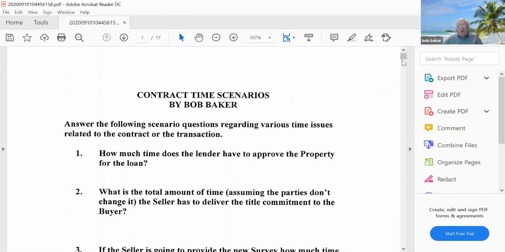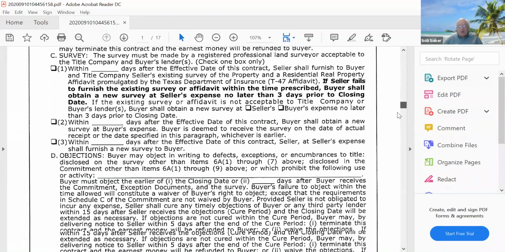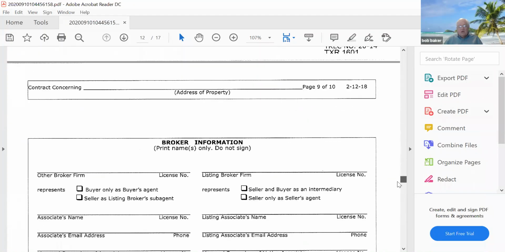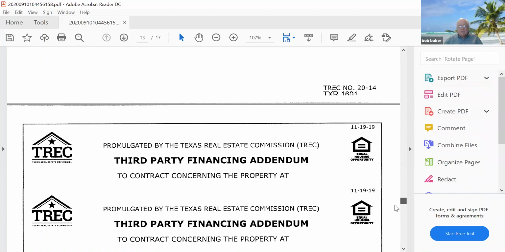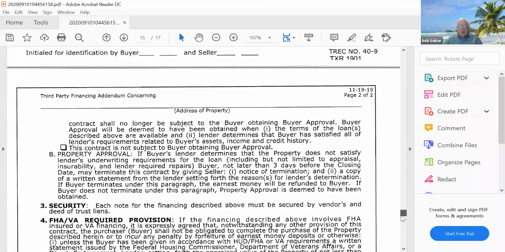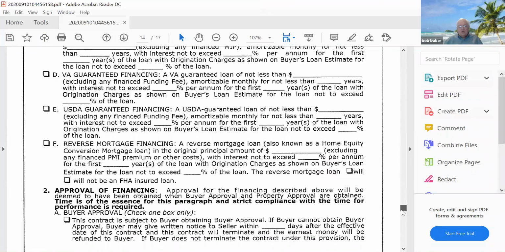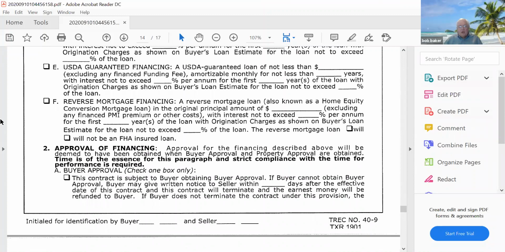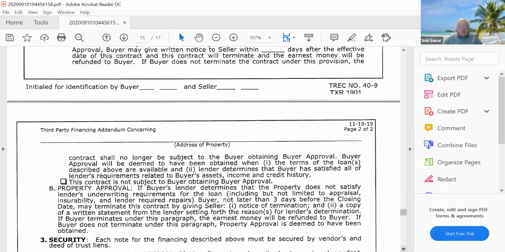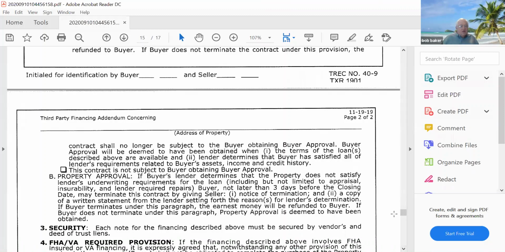Okay, so if we scroll down and go to the material, which you can do physically if you want to, one of the addendums that you have is the third-party financing addendum. And you'll notice on page 1, you've got approval of financing, and then on page 2, very top, you've got paragraph 2B dealing with property approval.